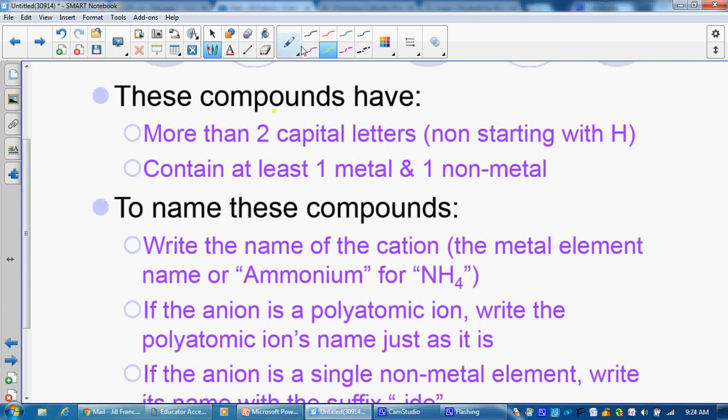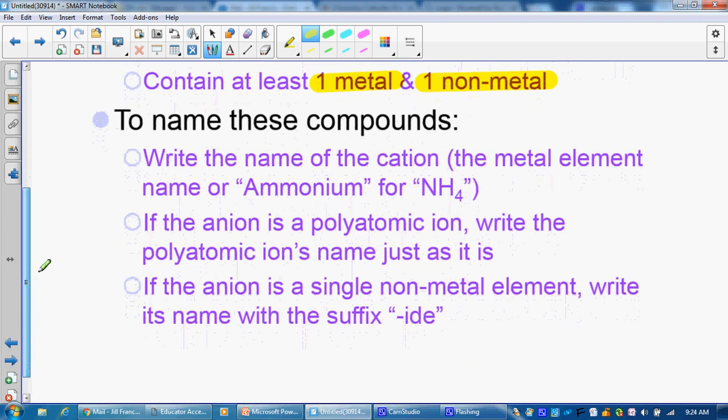So how do we identify these types of compounds? There's going to be more than 2 capital letters. So there's going to be at least 3 different elements. Metal and a nonmetal at least. To name these, you write down the name of the cation, remembering that NH4 is a polyatomic ion named ammonium. The rest are all just going to be your metals that you look up on the periodic table. Then if your anion is a polyatomic ion, you just write down the name. That's all you have to do. And if your anion would happen to be a nonmetal, you end it in IDE just like we've been doing.